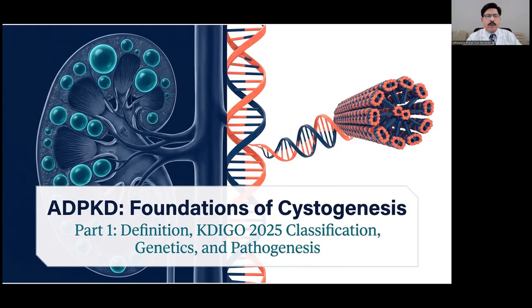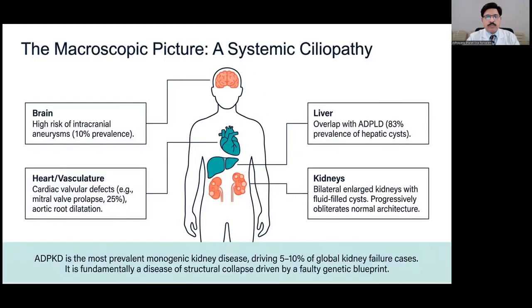ADPKD, adult polycystic kidney disease. We are now looking at the first part, which will be the foundations of cystogenesis. Part 1: definition, KDIGO 2025 classification, genetics and pathogenesis.